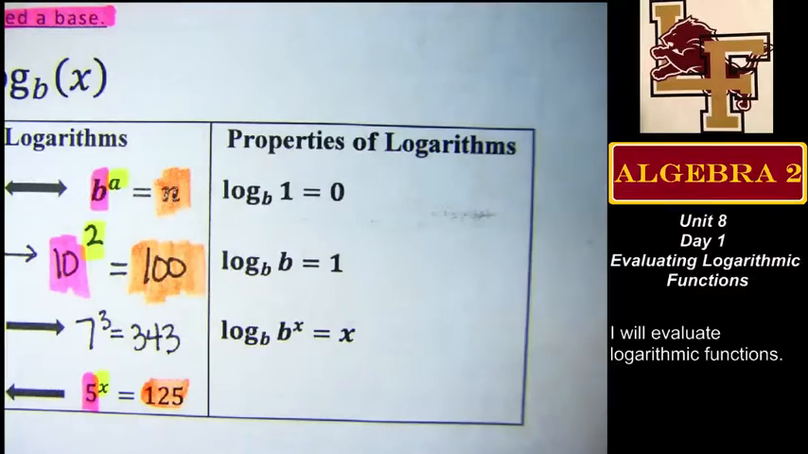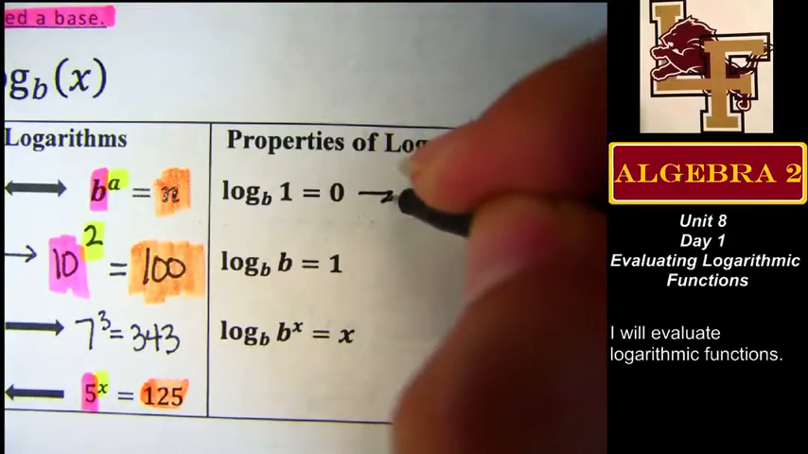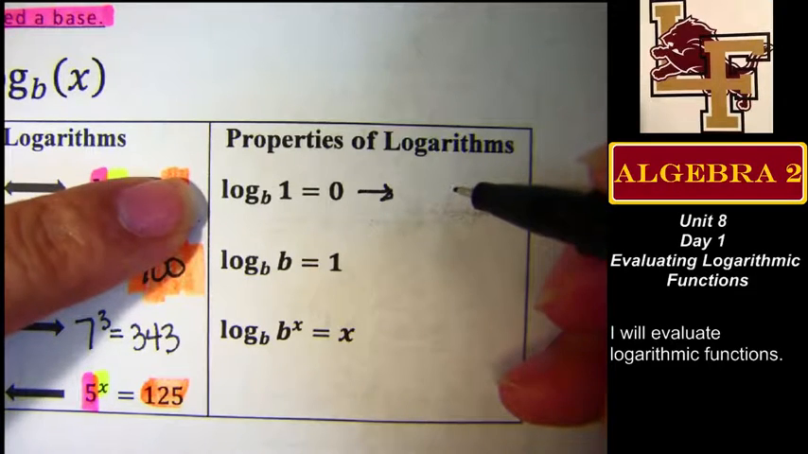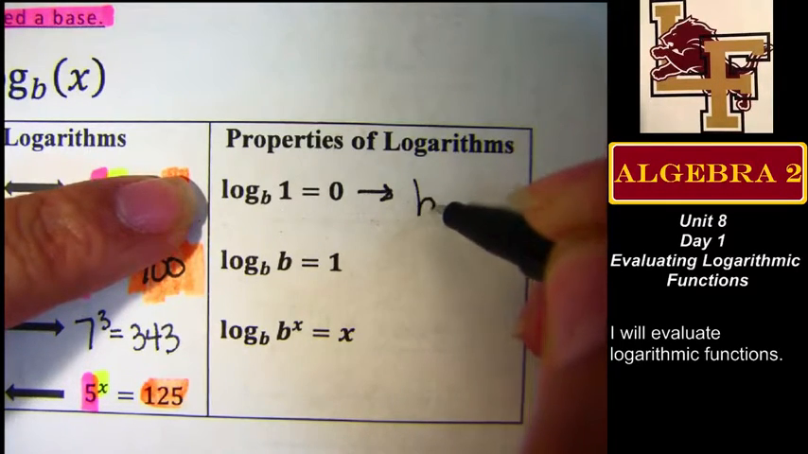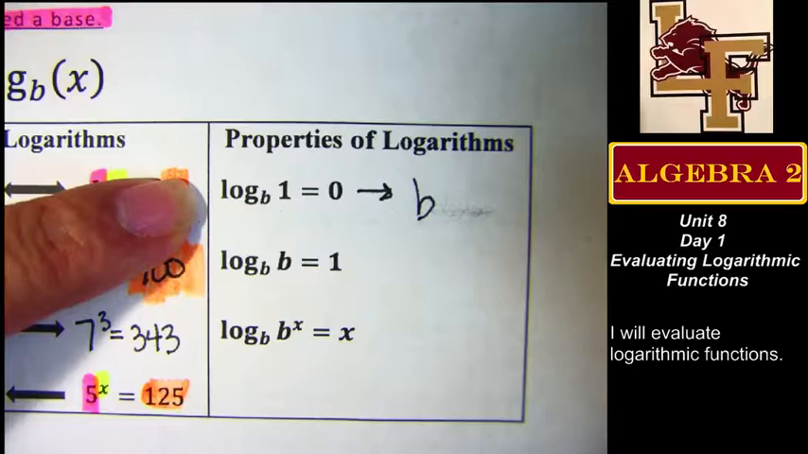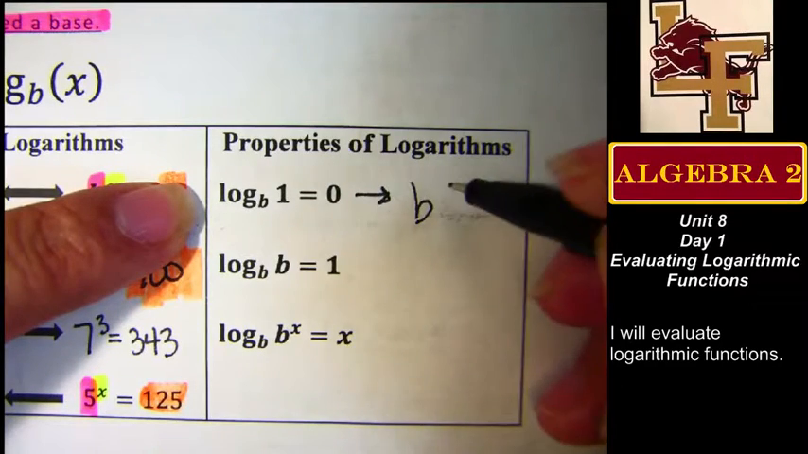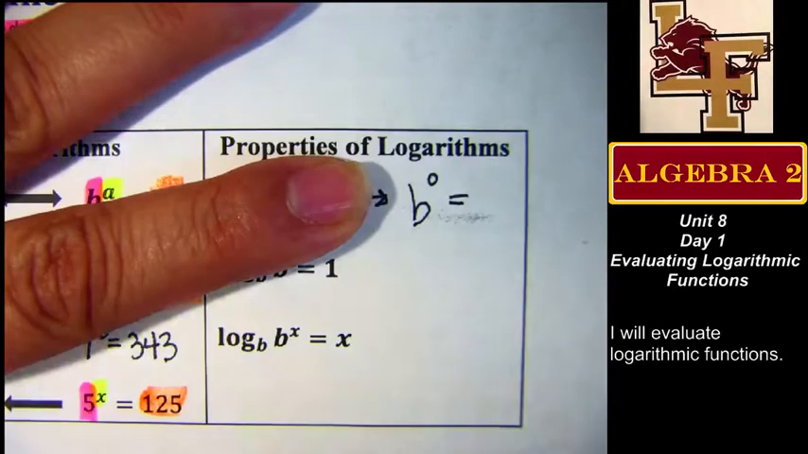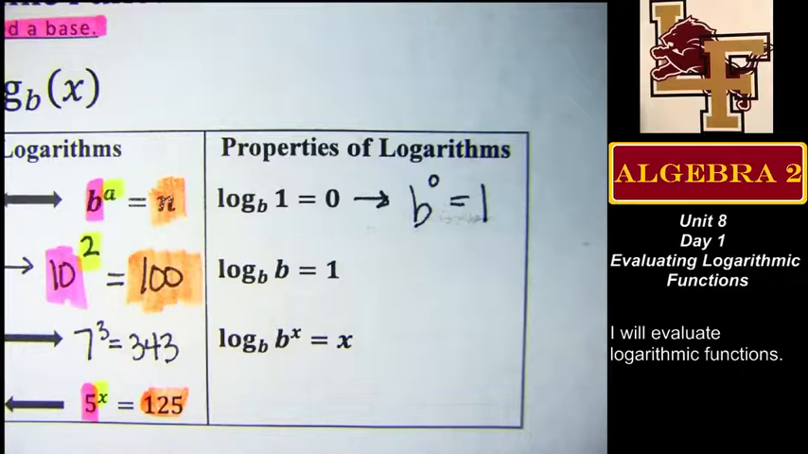There's no exception. Here's the reason so that you know. We're going to rewrite this. What's the base? B, for base. What's the exponent? 0. Anything to the 0 power is 1.